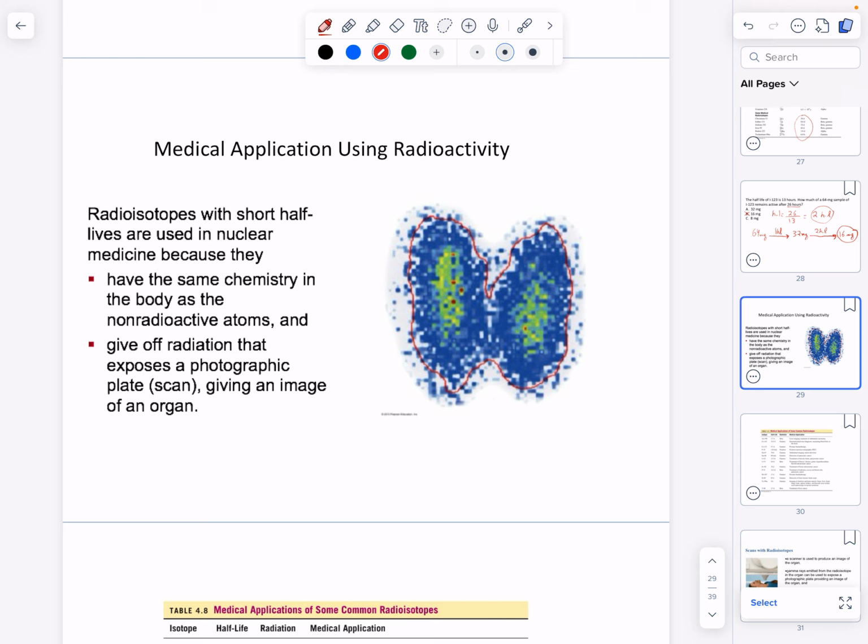How do they work? They work by each organ having an affinity for one element. For example, the thyroid has an affinity for iodine. That's one of the reasons why it's important to eat iodized salt instead of just pure salt, because the iodide goes to your thyroid, and that's how the thyroid works. You need iodine for your thyroid to work fine.